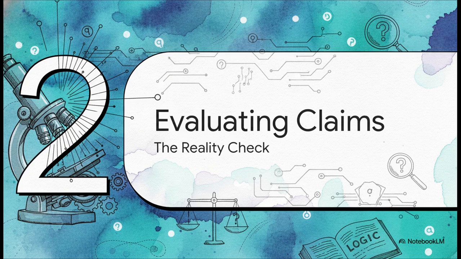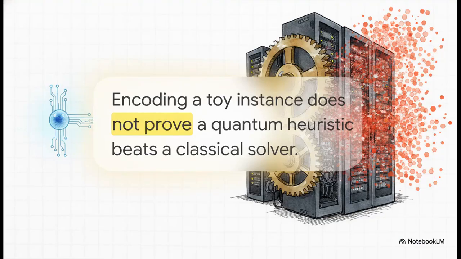Moving on to Section 2, Evaluating Optimization Claims, or as I like to call it, the reality check. All right, we really need to clear the air on a major misconception here. Successfully encoding and running some tiny toy optimization instance on a quantum computer, that's a fantastic scientific milestone, for sure, but it absolutely does not prove that a quantum heuristic beats an advanced classical solver. We have to remember that classical optimization is incredibly powerful, massively scalable, and getting better every single day.